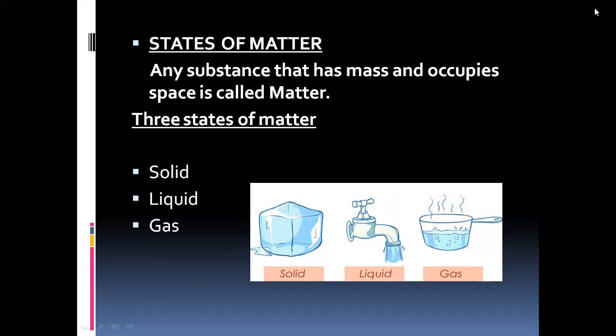Today we are going to take chapter 4, states of matter: solid, liquid, and gases. So, first of all, let's see what is matter. Any substance that has mass and occupies space is called matter. There are three states of matter. We can say solid, liquid, and gases. Right?